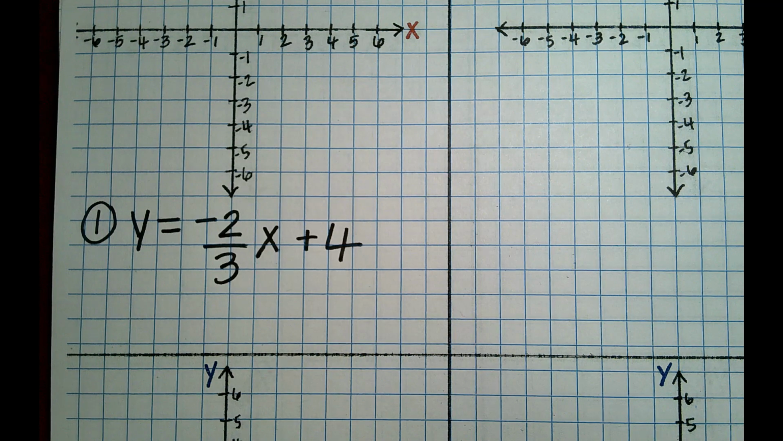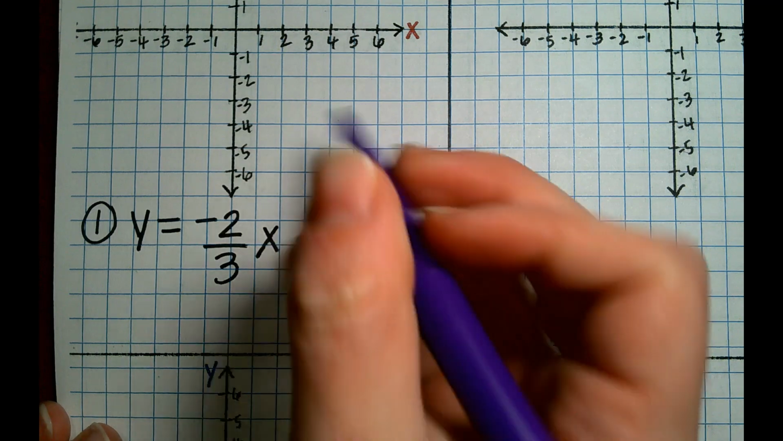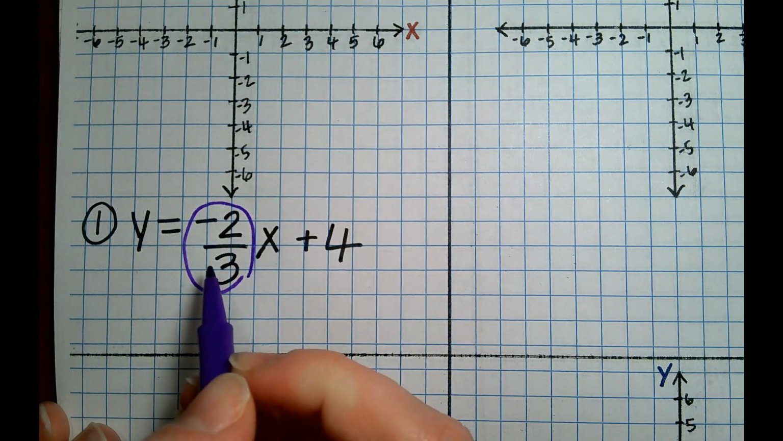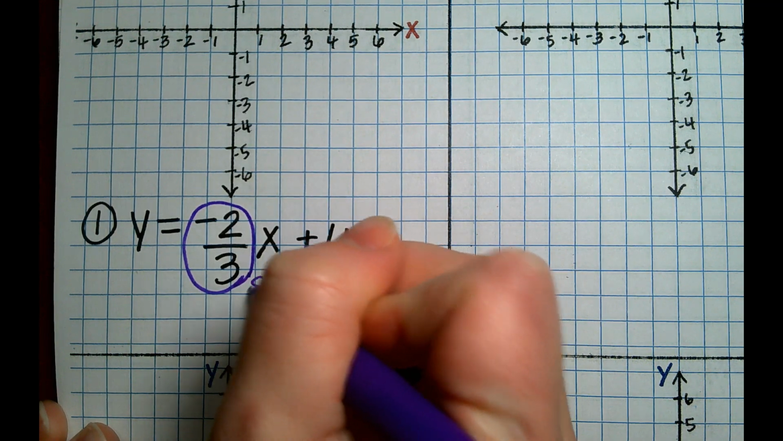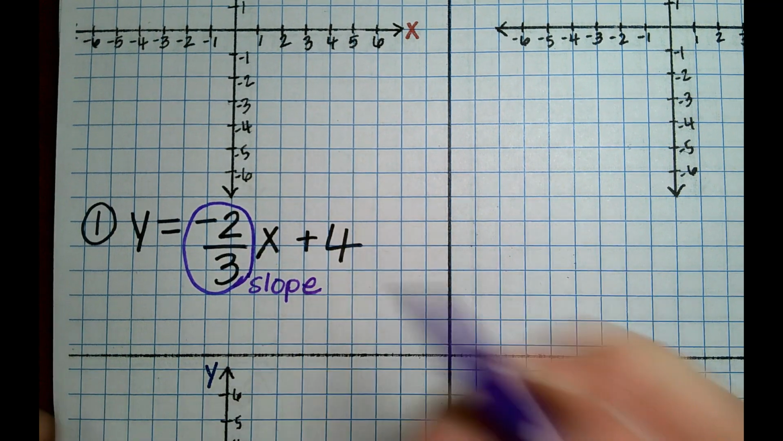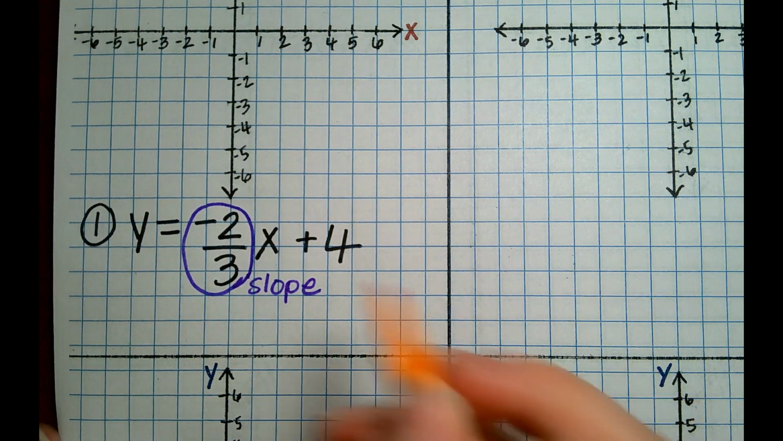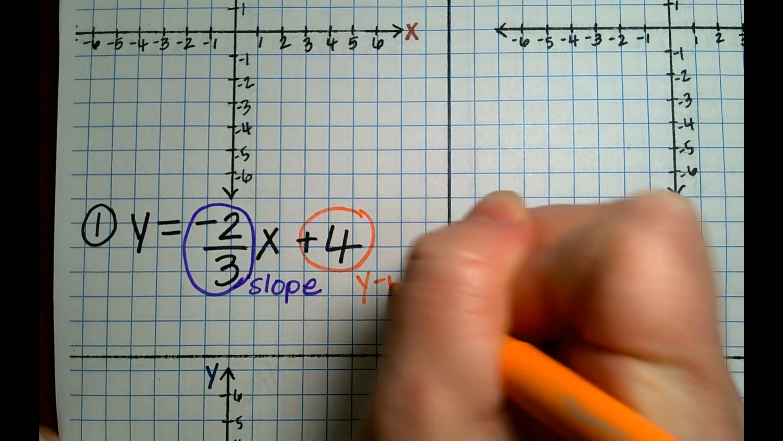Slope. What is our slope? Negative 2 over 3 is our slope. It's always going to be the number next to x. So that's our slope. And what's the other thing we need to find? Y-intercept. What's our y-intercept? Positive 4. So that's our y-intercept.